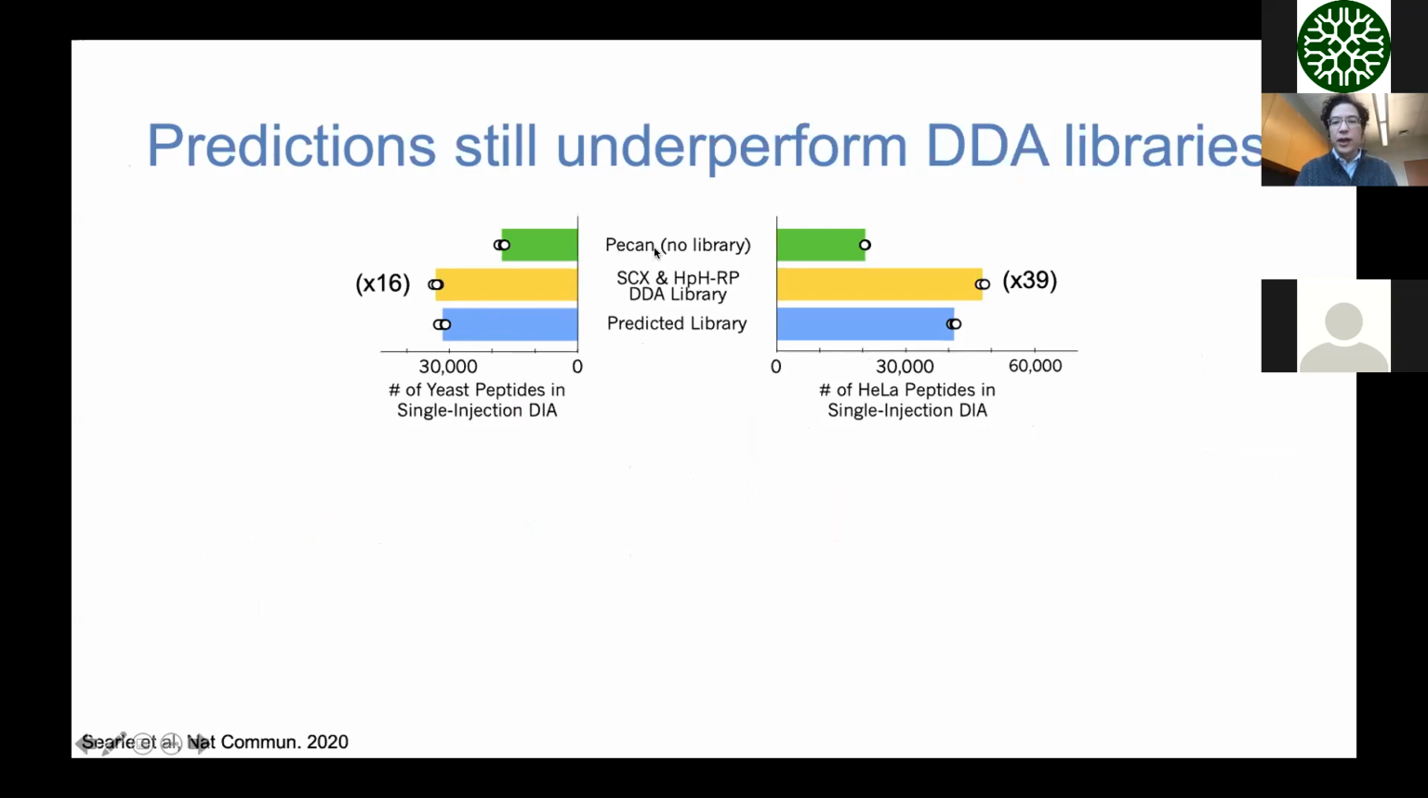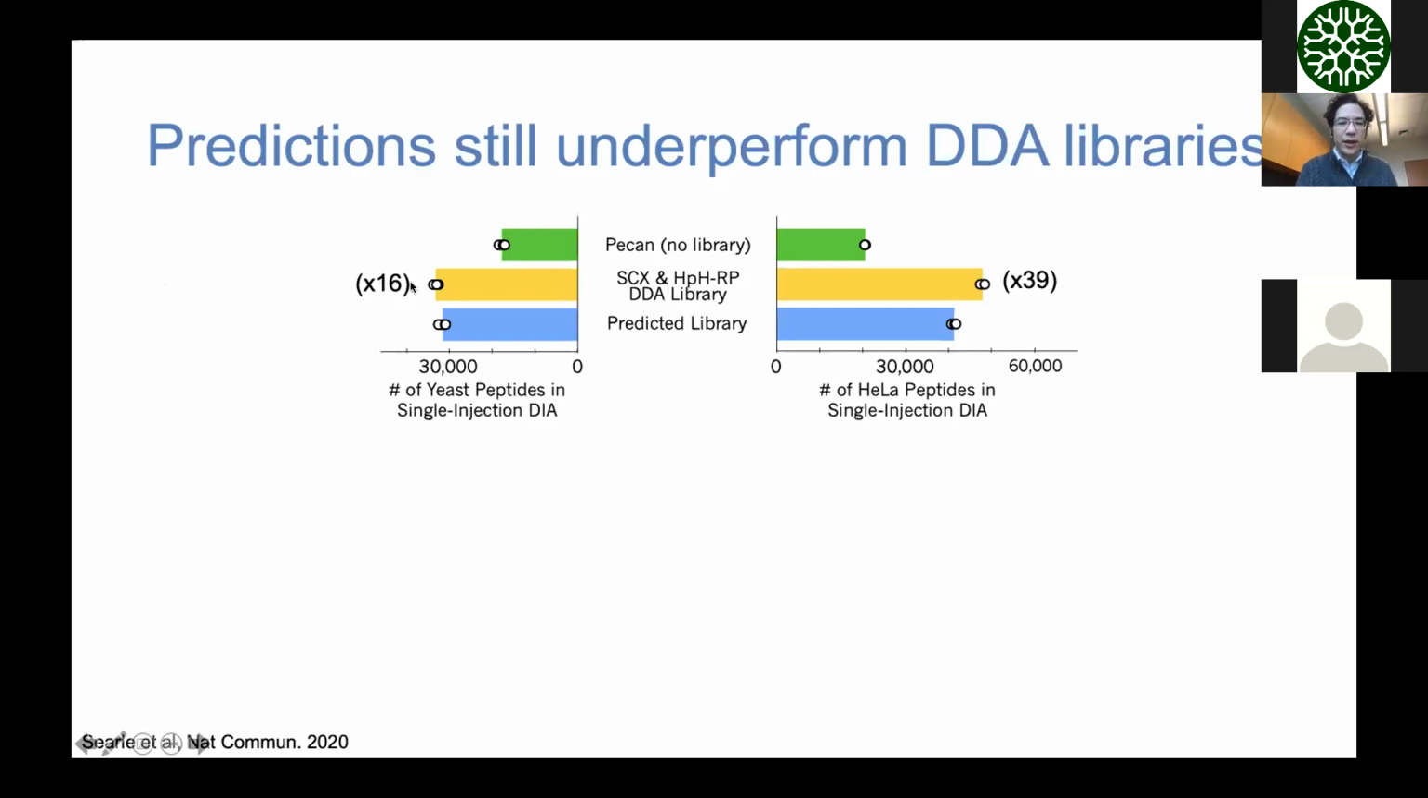And so this is using Pecan, which is kind of like a benchmark. This is using a library-free approach, kind of analogous to running Sequest on the experiment. And then this next one is using a combined SCX high pH reverse phase DDA library. So two different types of fractionation combined together into one giant experiment.